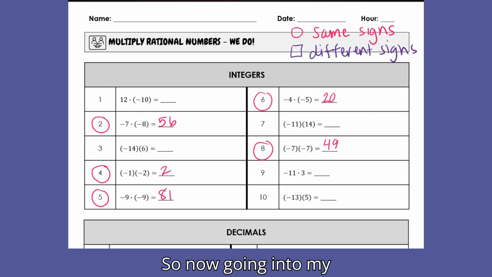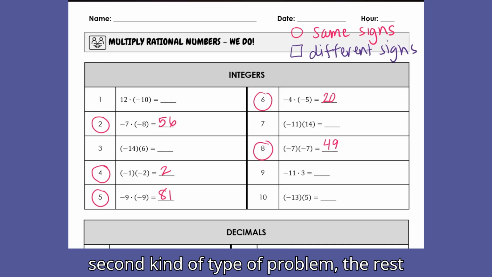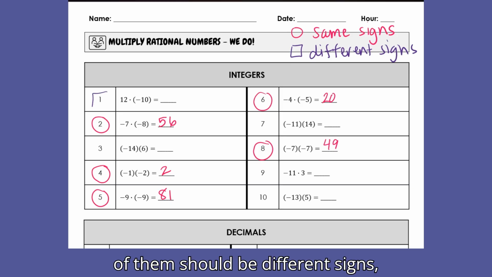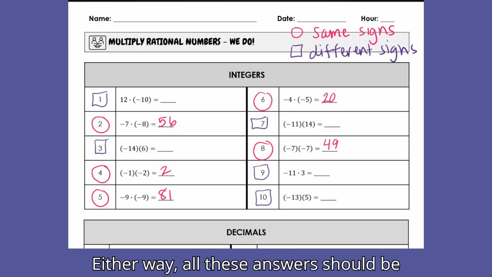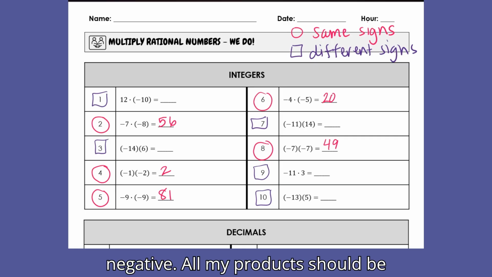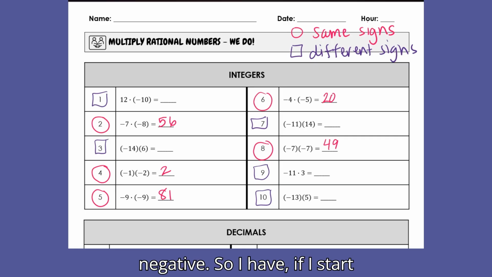So now going into my second type of problem, the rest of them should be different signs, meaning I have a positive times a negative or a negative times a positive. Either way, all of these answers should be negative. All my products should be negative. So if I start with number 1, I have 12 times negative 10, which should be negative 120.